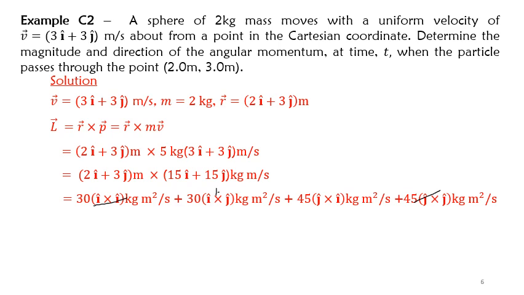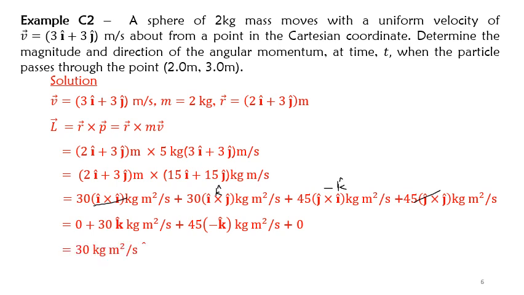This becomes K, this becomes minus K. Okay, so we have 0 times 30 is 0, then 30K, then plus 45 minus K, then 45 times 0, that's 0. And you have 30K kilogram meter square per second, minus 45 kilogram meter square per second.